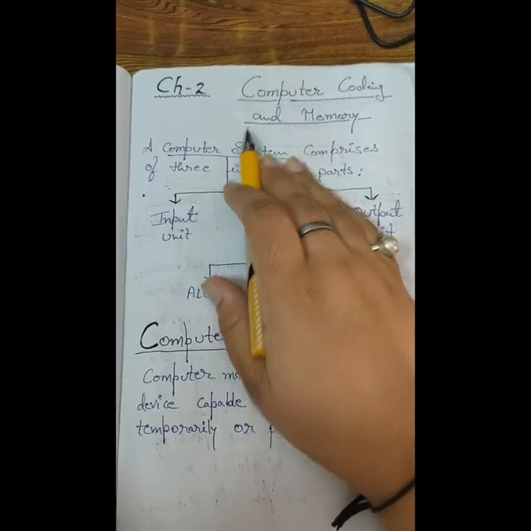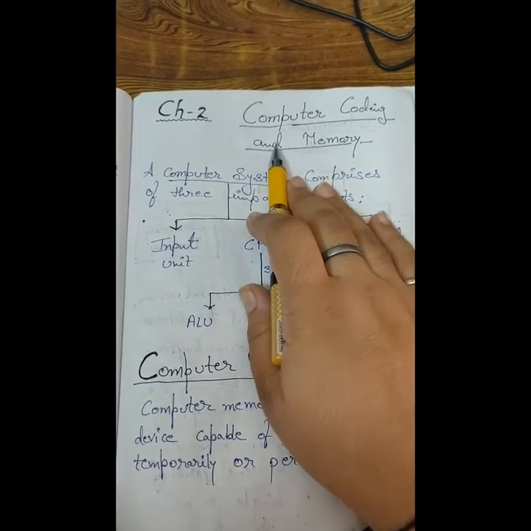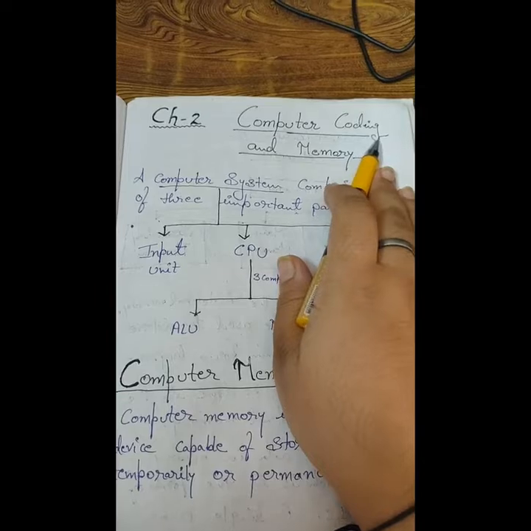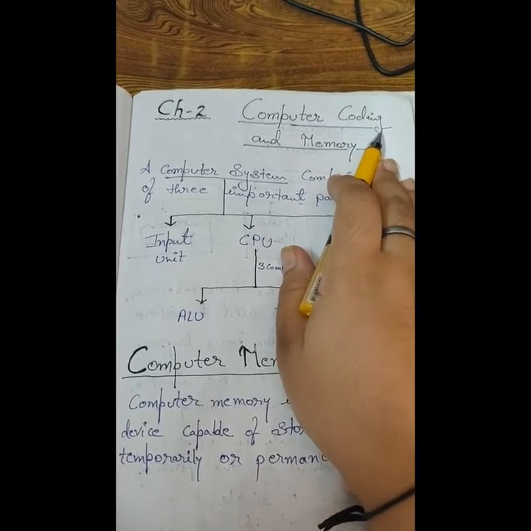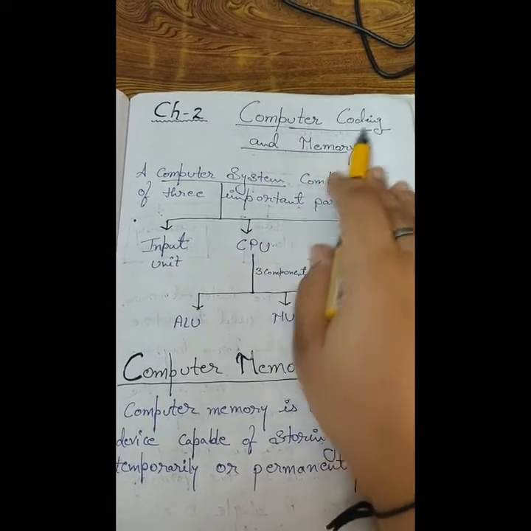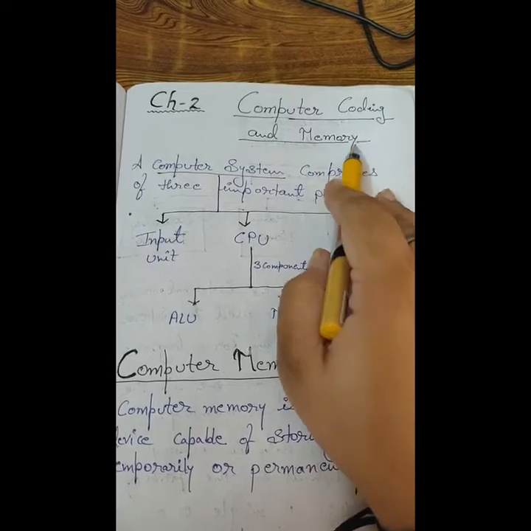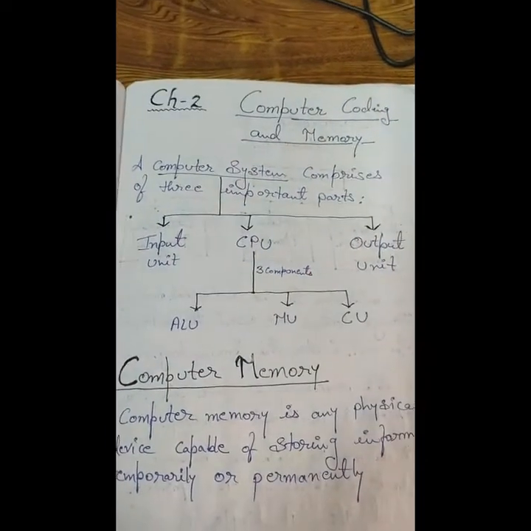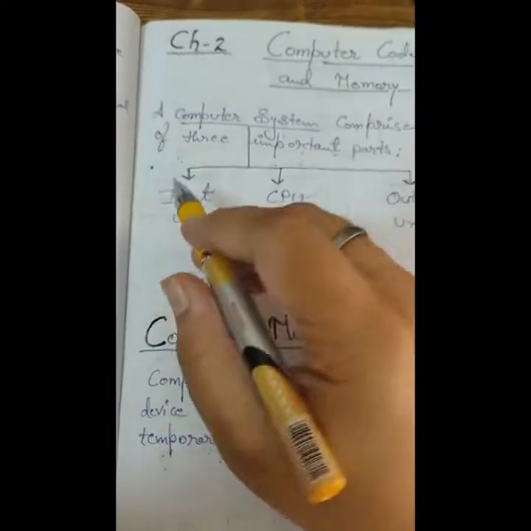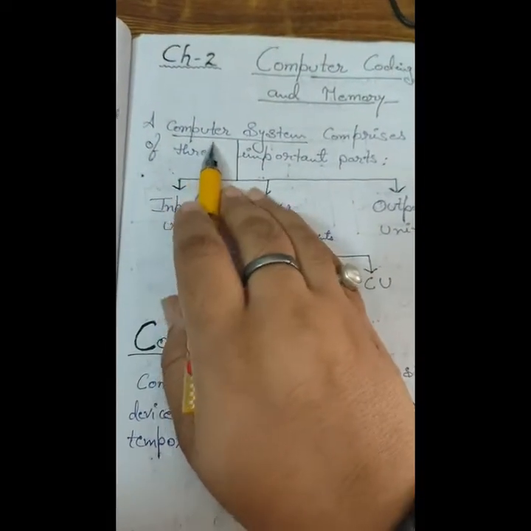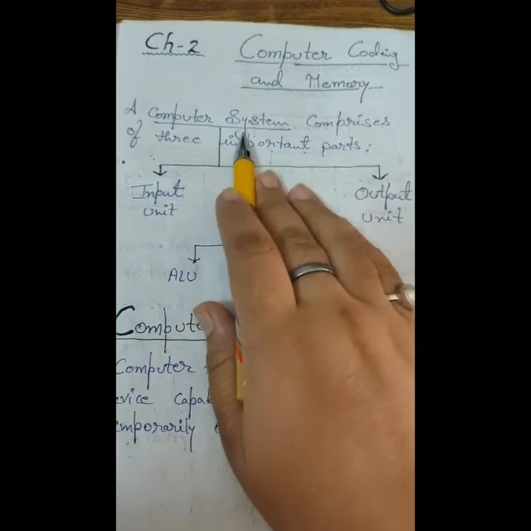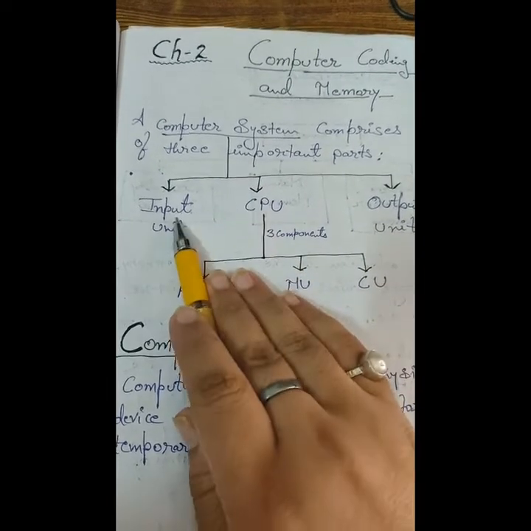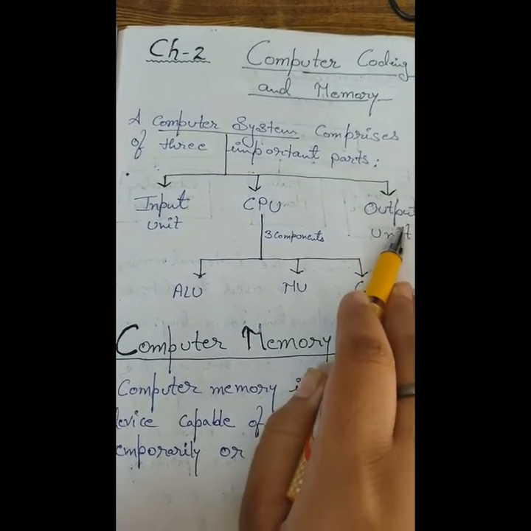Let's revise our chapter 2 again in a very short manner. As you know, the chapter name is Computer Coding and Memory. We have to learn how to code our data in computer and how to store the data in memory. First of all, you should know about the computer system. As I explained before, a computer system has three components: input unit, CPU and output unit.